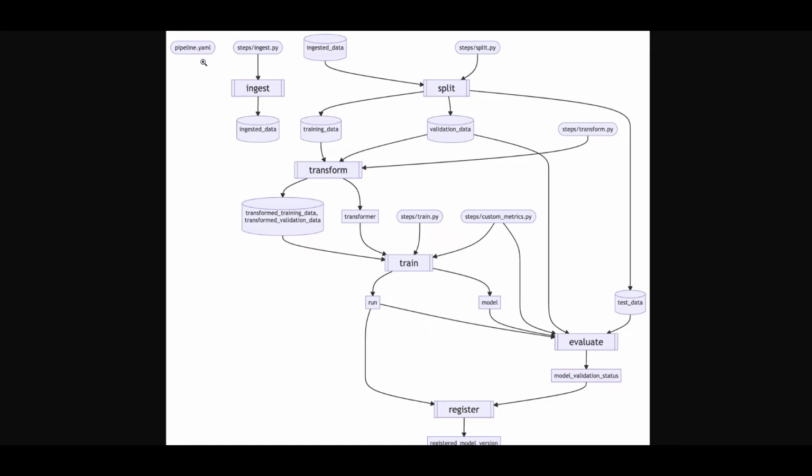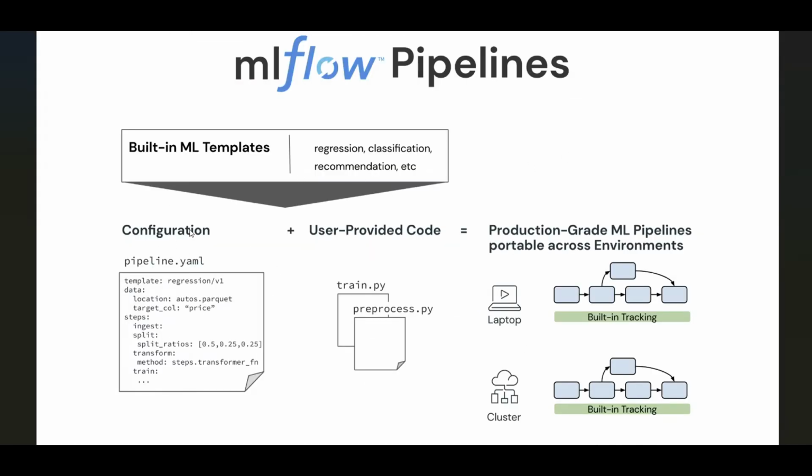So here's the template pipeline that MLflow pipeline provides for regression. What it does is it asks first for the pipeline YAML file, which is the configuration we already talked about, plus these user-provided codes, such as the train and preprocess steps, to be added in this YAML file.